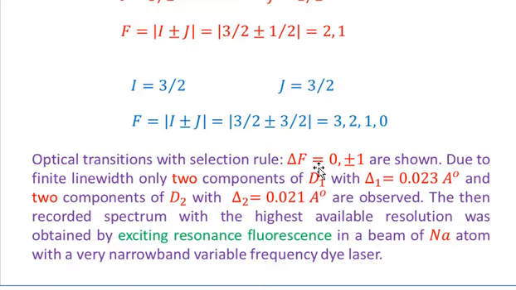Optical transitions with the selection rule delta F equal to 0, plus or minus 1 are shown in the previous figure. Due to finite line width, only 2 components of D1 with delta lambda equal to 0.023 angstrom and 2 components of D2 with delta lambda equal to 0.021 angstrom are observed.